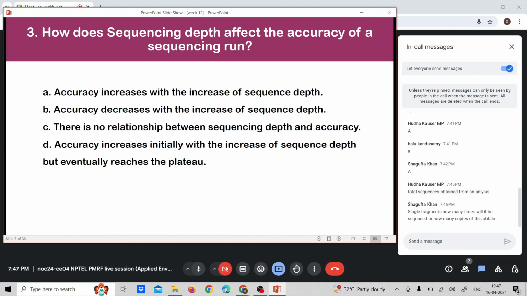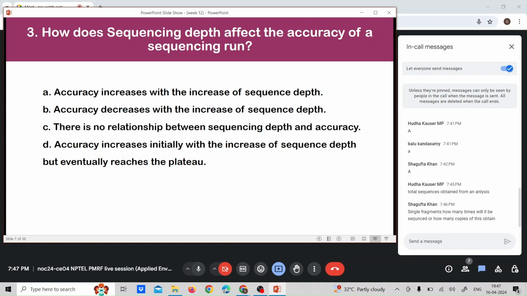Okay, let me define sequencing depth. Sequencing depth is nothing but the average number of times a given position in the genome is sequenced. So, almost what Shagufta Khan has answered: it's the average number of times a particular position in the genome is sequenced. So what we are asking here is how does sequencing depth, that is the number of times that a particular position is being sequenced, affect the accuracy of this sequencing?